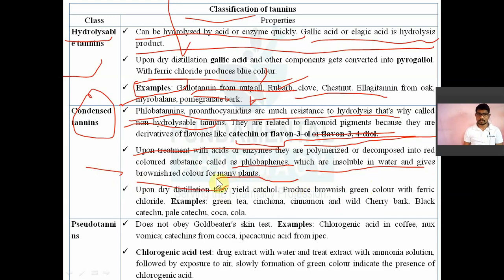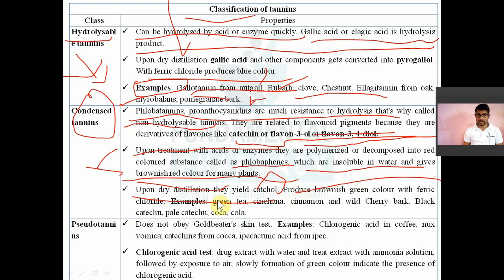Whatever brown or red color is there in many plants is because of the condensed type of tannins. Dry distillation will give you the nucleus of catechol. Catechol will be the product upon dry distillation. So for hydrolyzable tannin, the hydrolysis products are ellagic acid and gallic acid. Condensed tannins are not hydrolyzable, but upon dry distillation you will get a catechol nucleus, and they produce a brownish green color with ferric chloride.